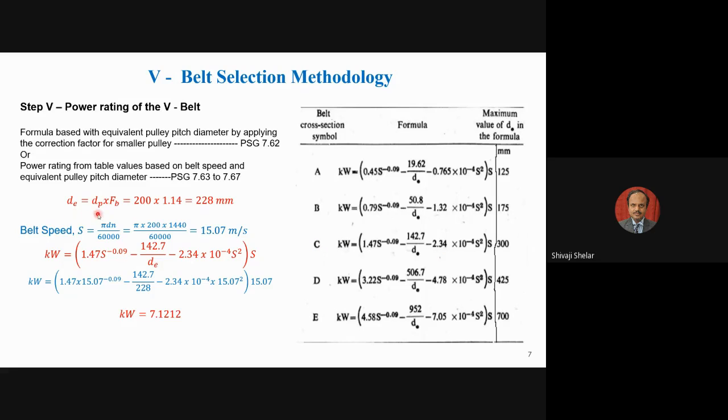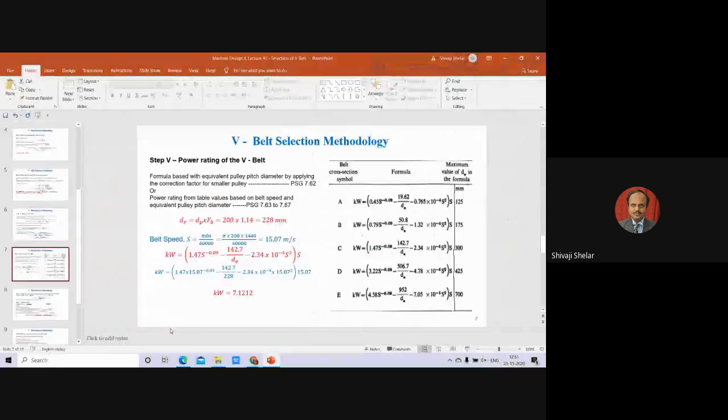The equivalent diameter is the smaller pulley diameter into the correction factor for small pulley diameter, FB. The smaller pulley diameter we have selected is 200 mm. FB we have to select from the table, and I will show how it is selected. FB is selected based on your i value, that is the speed ratio value. The speed ratio here is 4. So let's go and select the FB value from the table.